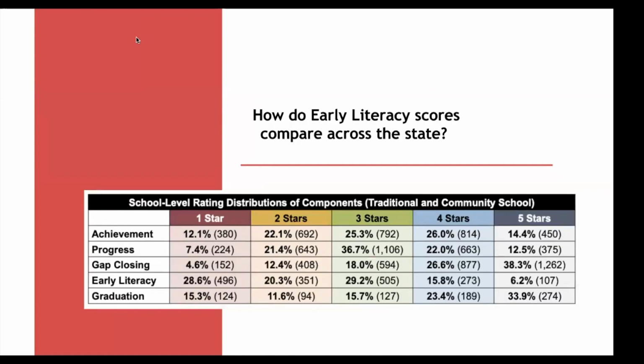And how do early literacy scores compare across the state? This shows all the different components of the report card. But if you look, needs support or needs a lot of support, half of our state roughly is in the 1 or 2 star category.